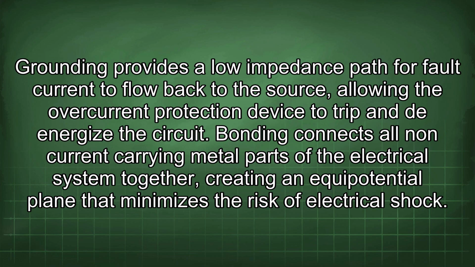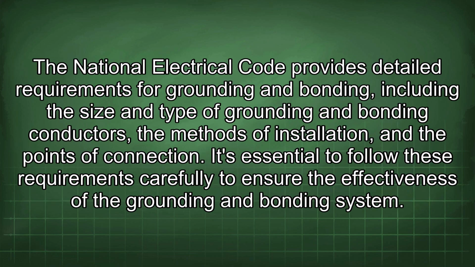Bonding connects all non-current carrying metal parts of the electrical system together, creating an equipotential plane that minimizes the risk of electrical shock. The National Electrical Code provides detailed requirements for grounding and bonding, including the size and type of grounding and bonding conductors, the methods of installation, and the points of connection. It's essential to follow these requirements carefully to ensure the effectiveness of the grounding and bonding system.